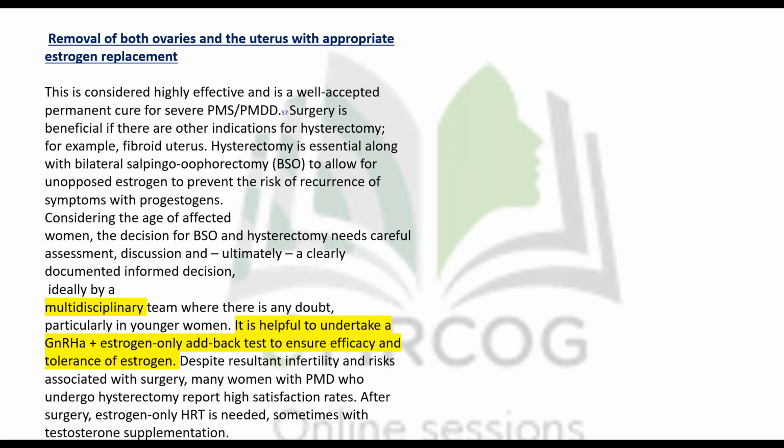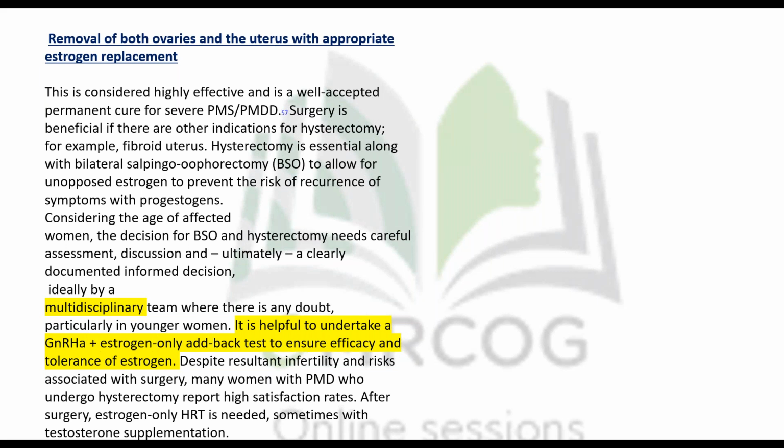Surgery is beneficial if there are other indications for hysterectomy, such as fibroids, or where hysterectomy is essential along with bilateral salpingo-oophorectomy for some other gynecological problem. So this will be the best if the patient has other gynecological manifestations. So if the patient doesn't have fibroids or HMB along with PMS and PMDD, what will we do? Okay, so we have to counsel her.